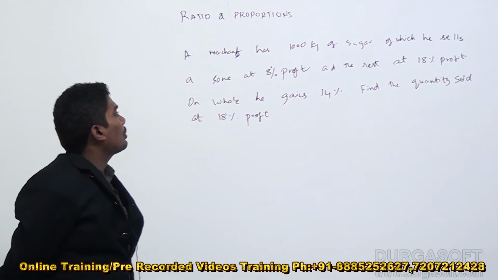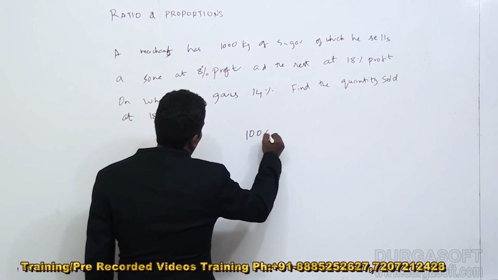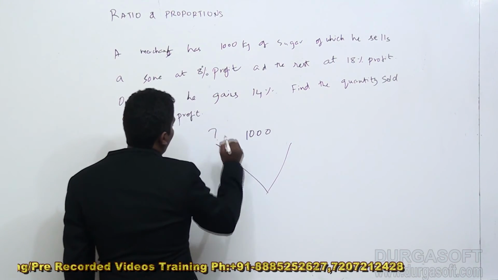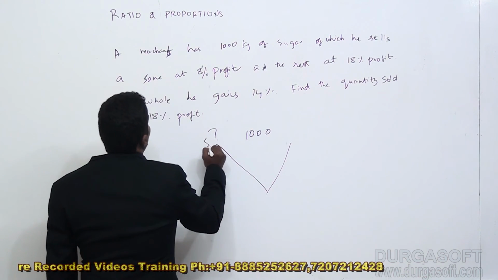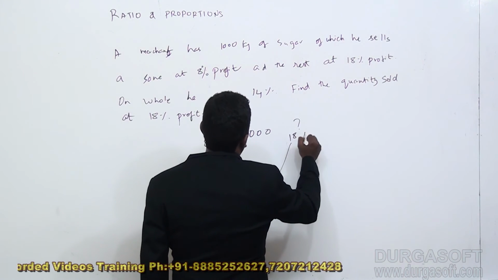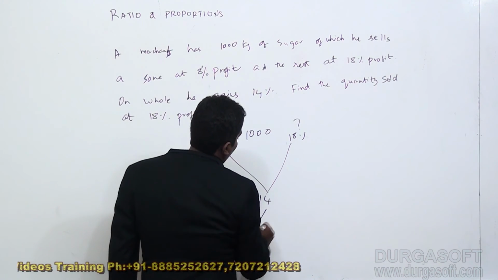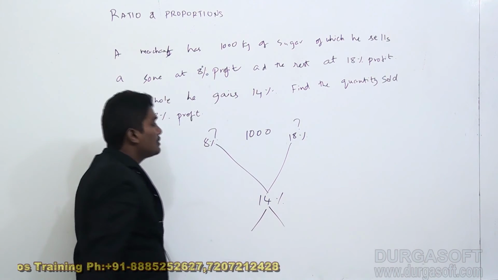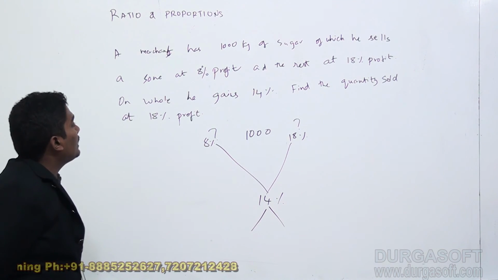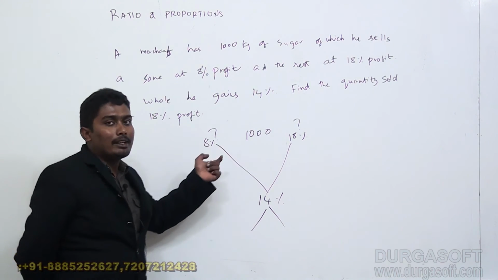Here a merchant has 1000 kilograms of sugar. Of this 1000 kilograms, some quantity he is selling at 8% profit. The remaining quantity he sells at 18% profit. And finally he makes 14% profit. So this again comes as a mixture and alligation problem. I can use the alligation method to find the ratio in which they should be taken.